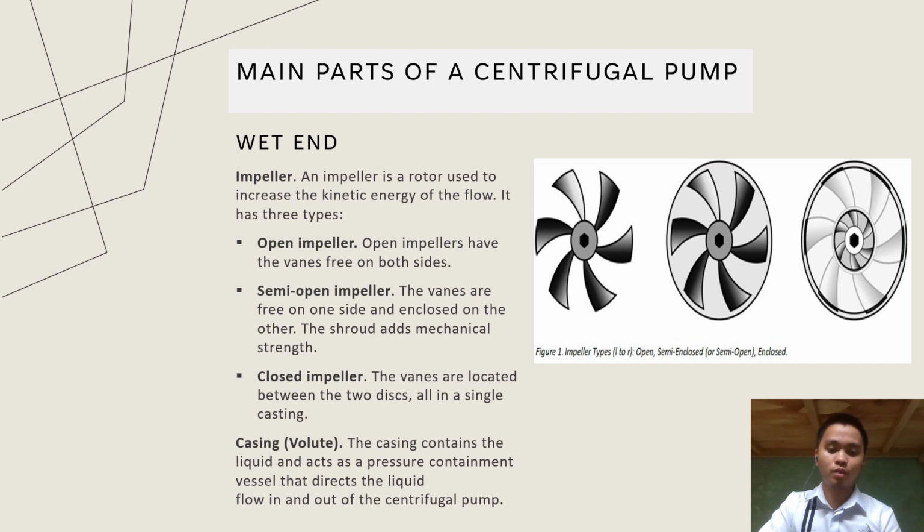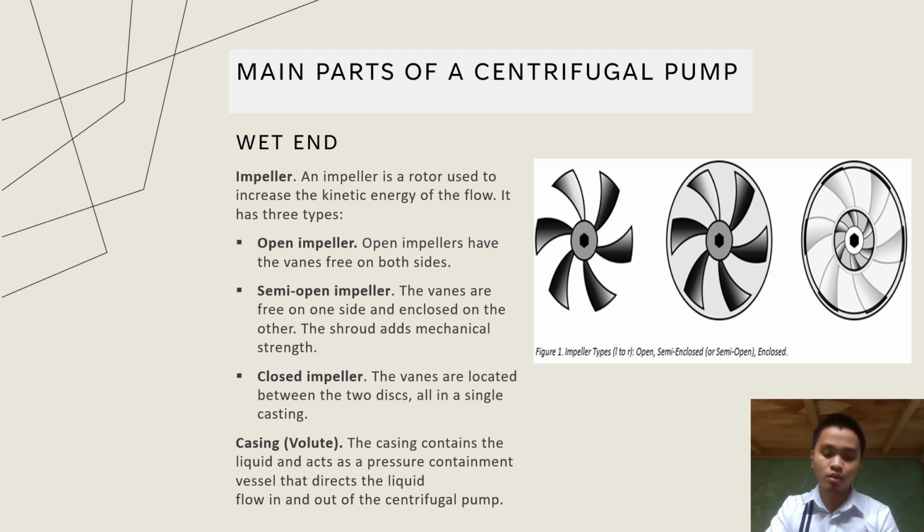Closed impeller. The vanes are located between the two discs, all in a single casting. They are used in large pumps with high efficiencies and low required net positive suction head. The centrifugal pumps with closed impellers are the most widely used pumps, handling clear liquids. The impeller blades can be backward curved blade design, as shown in the diagram. It can also be radial blade design or forward curved blade design.